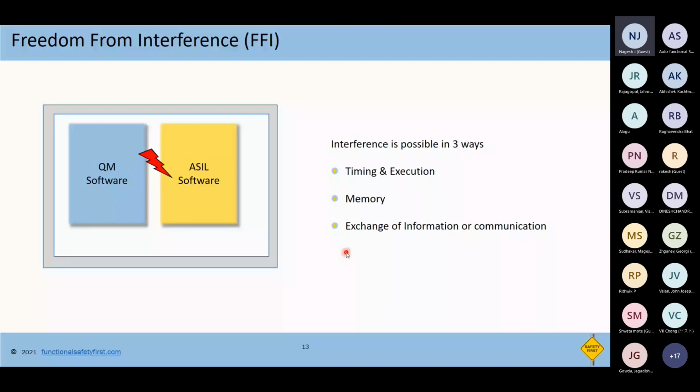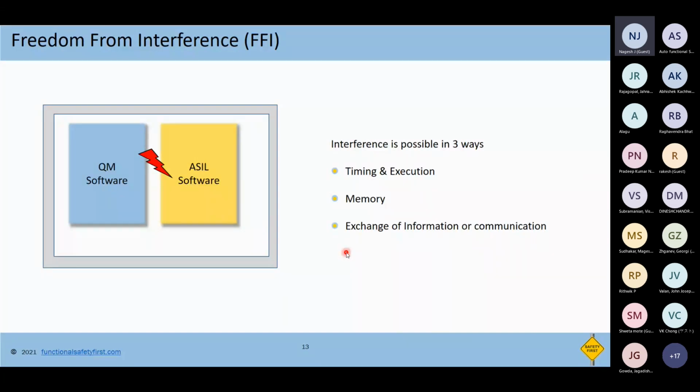Whenever we are talking about freedom from interference, what this means is that all the ECUs, or most of the ECUs that we have, are mixed ASIL systems. A mixed ASIL system means that the ECU does not contain all software of a particular ASIL level. It could be of multiple ASIL levels. ASIL B and ASIL D could coexist, or QM and ASIL could coexist. So here the property of freedom from interference is to ensure that a QM software or a lower ASIL software does not affect anything on a higher level ASIL software. That is what freedom from interference is all about.